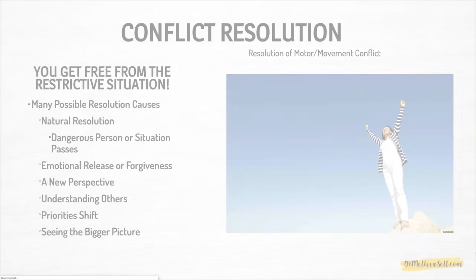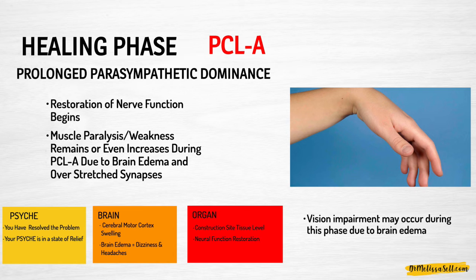So motor movement conflicts are unique in that there's symptoms during the conflict active phase, like we mentioned before, and those same symptoms actually continue over into the healing phase. And so this can make the line a little blurry when you're trying to determine, is my conflict resolved based just on your symptoms? Because as we see here, although the restoration process is beginning, and you have resolved the conflict in this first half of the healing phase, you're in a state of relief, you're feeling free.